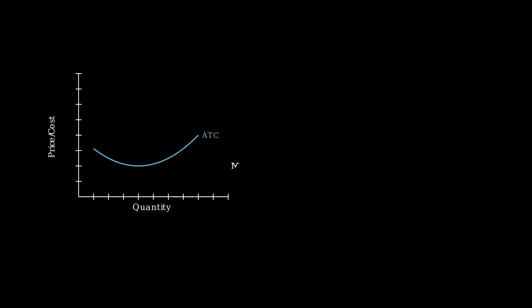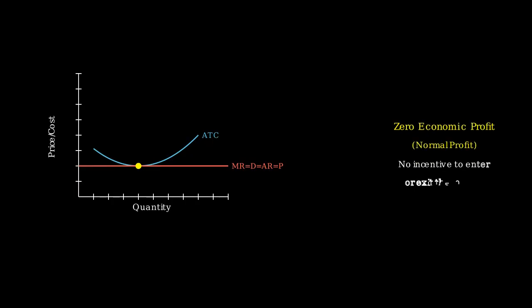When this happens, other firms see the opportunity and want to join the market. But as new firms enter, they increase the overall market supply. With more supply, the market price begins to fall. Take a look at the next graph. Now the MR-DARP line is lower and just touches the ATC curve at its minimum point. At this stage, the firm is making zero economic profit, also called a normal profit. There's no incentive to enter or exit anymore.